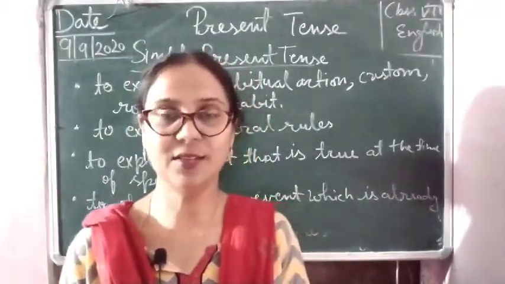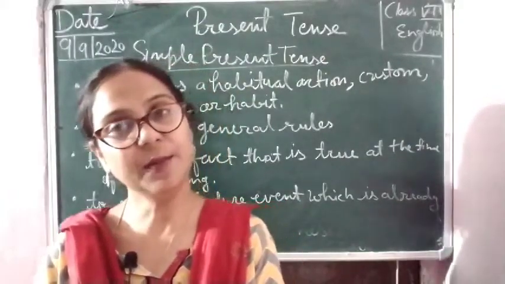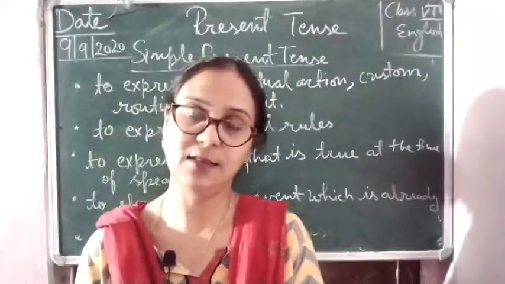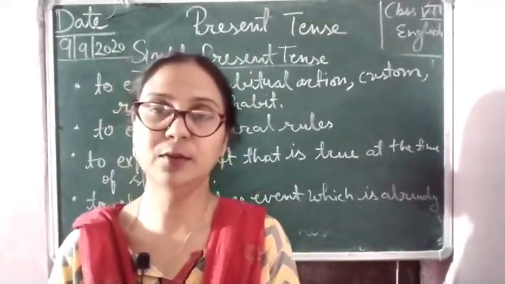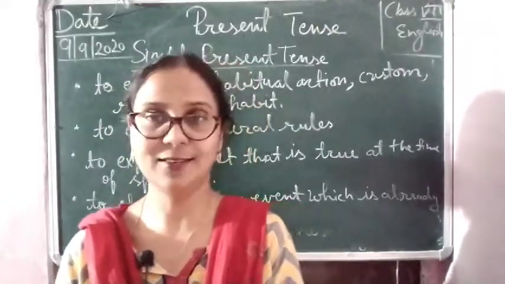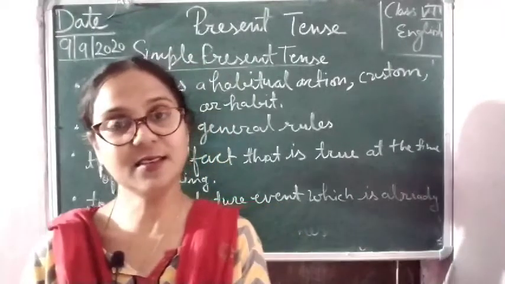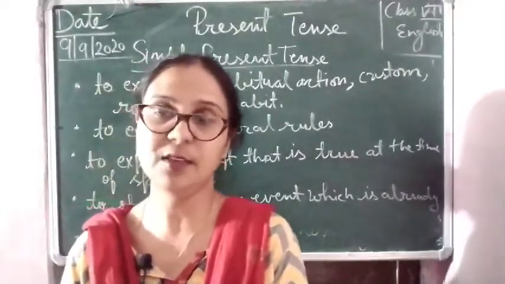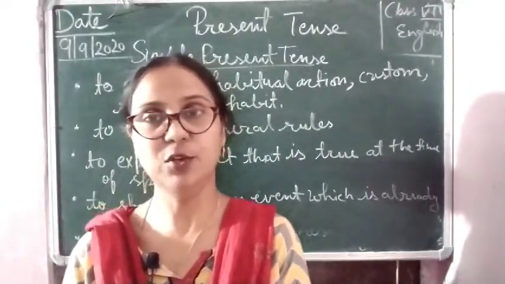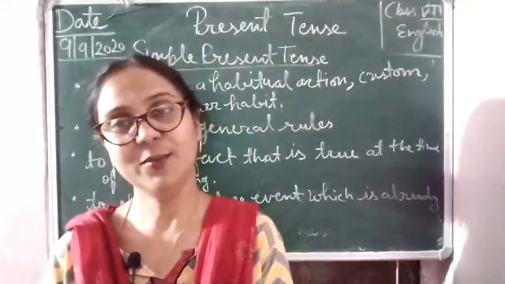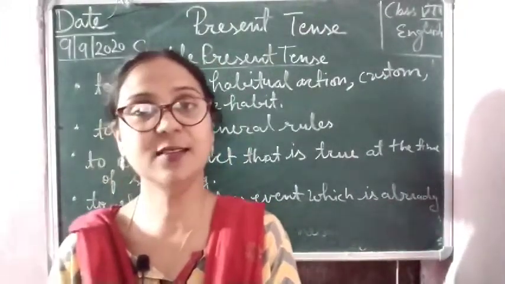As you all know, we started tenses in the earlier video and we have completed two exercises. This is chapter number 12 in the Mastering Grammar book. Today we are going to start present tense. As we have discussed, tenses have three forms. First is present tense, second is past tense, and third is future tense. So today we are going to start the first tense, that is present tense.